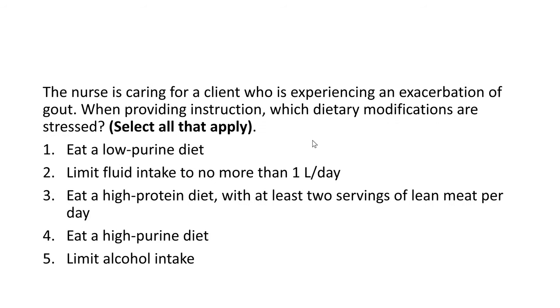All right, here's another one. The nurse is caring for a client who is experiencing an exacerbation of gout. When providing instruction, which dietary modifications are stressed? Okay, so eat a low purine diet, limit fluid intake to no more than a liter per day, eat a high protein diet, at least 2 servings of lean meat per day, eat a high purine diet, and then limit alcohol intake. So if you know anything about gout, it's usually because the body can't clear the purines.